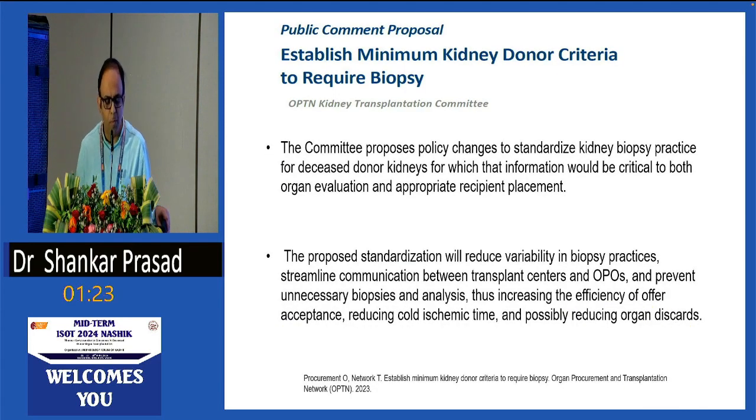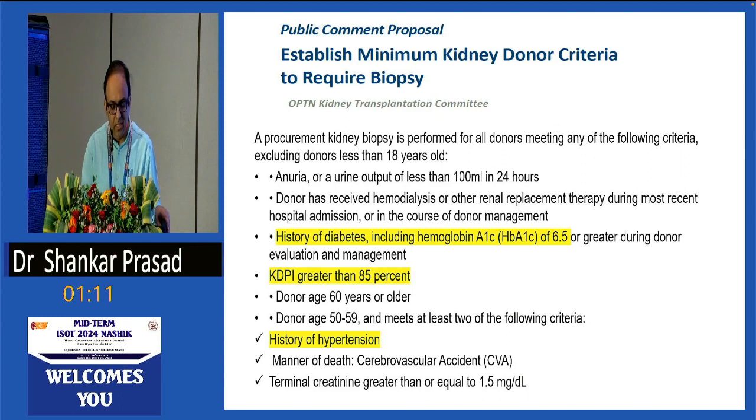As far as the OPTN guidelines, when I looked for any guidelines for a standardized kidney biopsy in the deceased donor program, there was not much. There is a public comment proposal put to the OPTN in 2023. It gives certain criteria to decide on kidney biopsy in our deceased organ transplantation program. A few of them are a history of diabetes with an HbA1c of more than 6.5, KDPI greater than 85%, and even the ECD criteria with a history of hypertension.